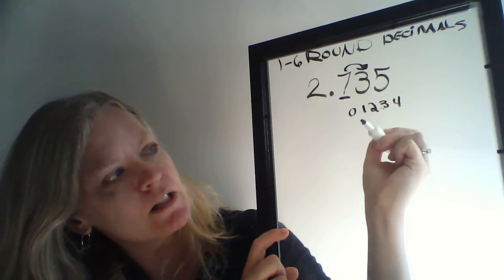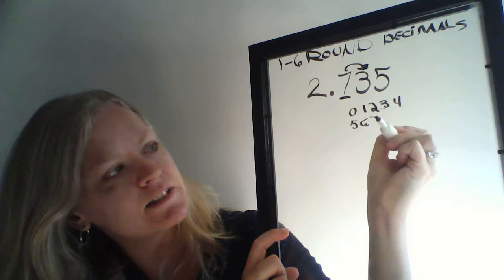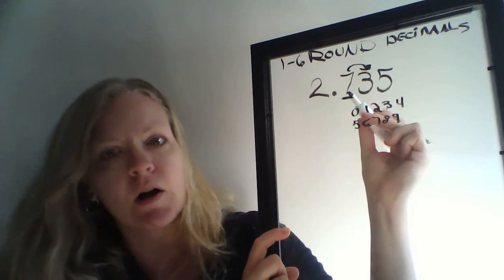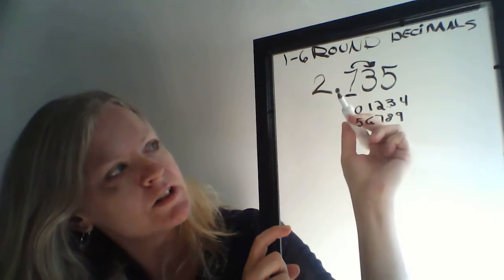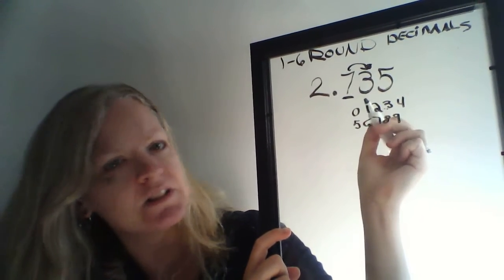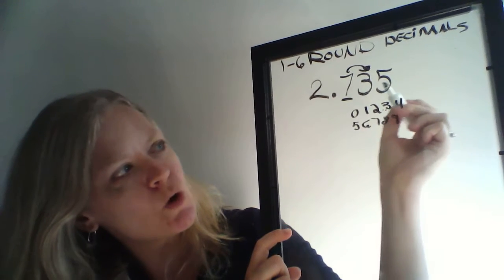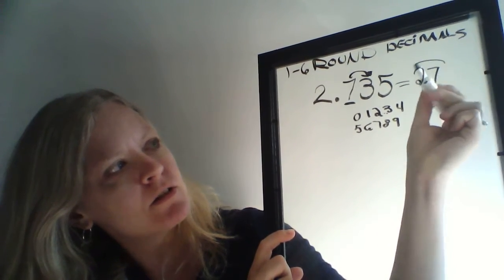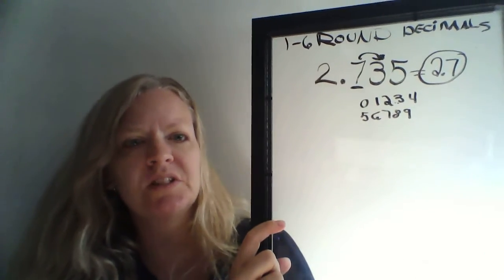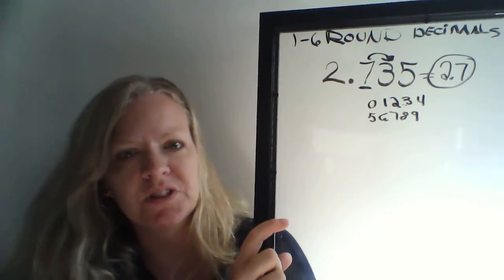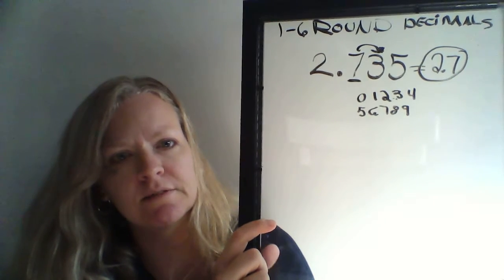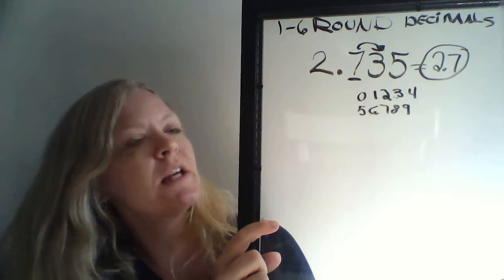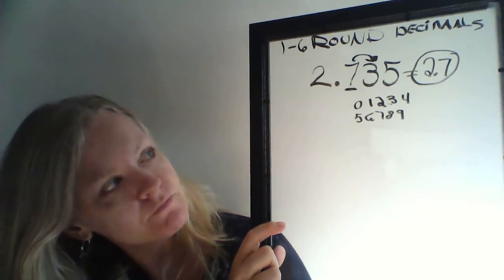But if this number right here was a 5, 6, 7, 8, or a 9, I round this number up, or I add 1 to that tenths digit. And then everything after that goes to 0. So what would my answer be? This would be 2.7. And you could also say 2.700 if you watched the last lesson, lesson 5, where we talked about how you'd line up the decimals and you could leave it like that or put the zeros in.